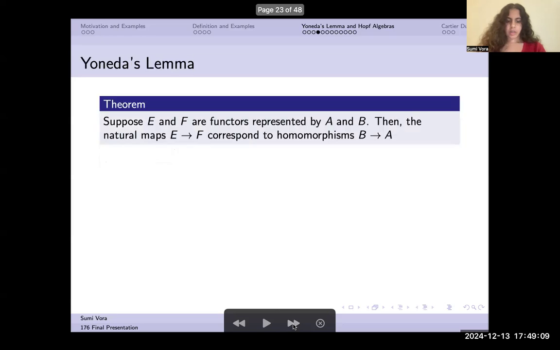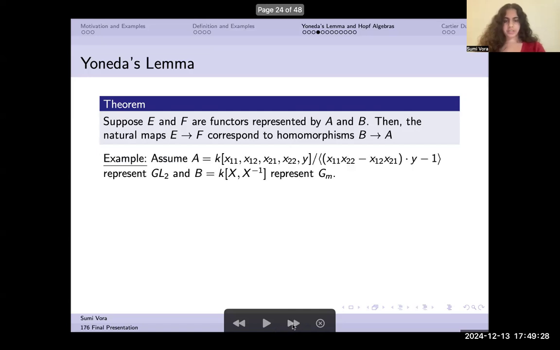Now there is this really powerful lemma called Yoneda's lemma, I think. It says that if you have functors E and F represented by coordinate rings A and B, then the natural maps from E to F correspond to the homomorphisms from B to A. We'll do a proof by example, just to get the general idea. We're going to let A represent the general linear group GL sub 2, and B represent the invertible matrices G sub m. I've shown A and B here, like we've talked about.